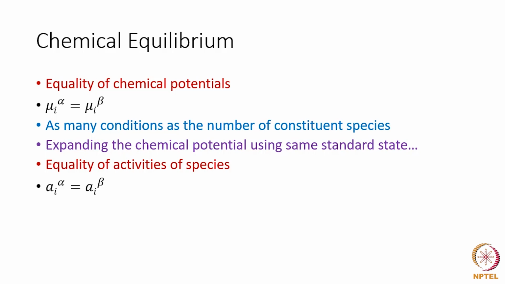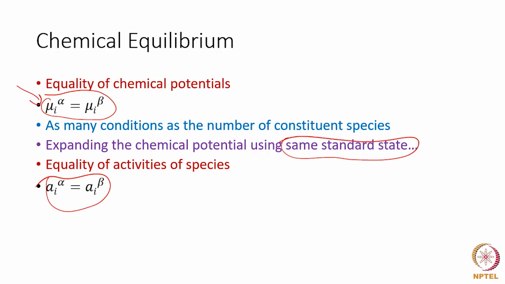Okay, and so we may write that this condition is equivalent to this condition, subject to using the same standard. So one may say that the chemical potentials have to be equal or activities have to be equal. They are basically saying the same thing. And we know that for ideal solutions, activity can be written as the atom fraction itself.